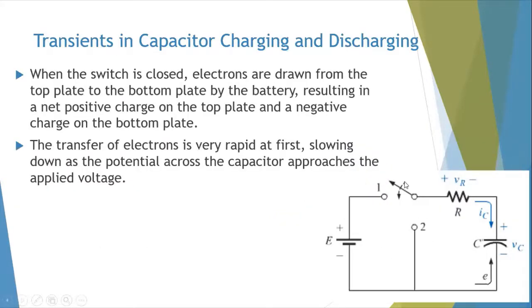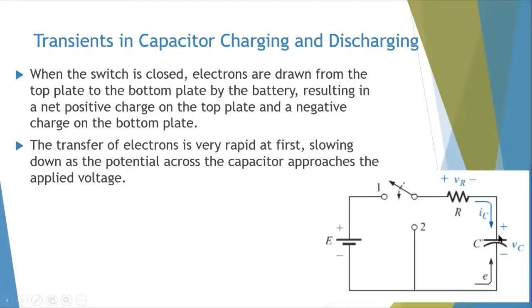When you connect the switch initially, this capacitor can be treated as short circuited. What did we say? When a capacitor is fully charged, it's an open circuit, so no current flows. On the other hand, when you close the switch and the capacitor is starting to charge, initially you can replace this capacitor with a short circuit, because this is where it is accepting the maximum flow of current.